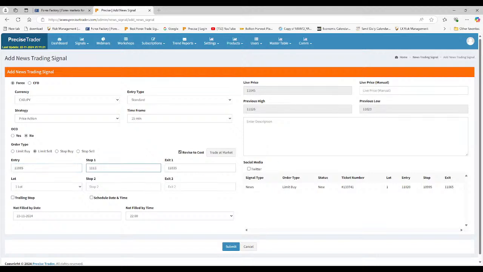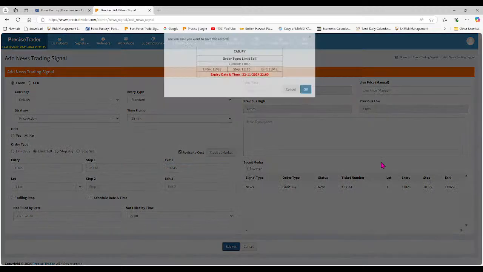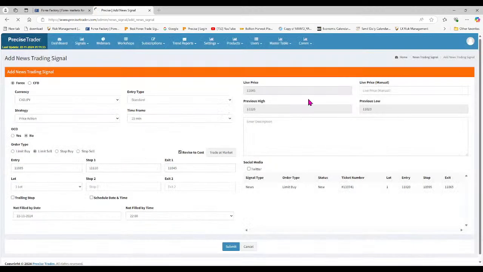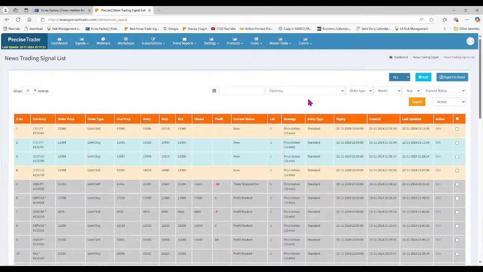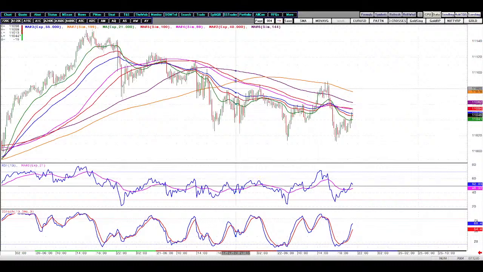At 11085, again, this one we will just put 25 pip stop and 11045. So this is only about 40 pips we are expecting. Do take note that, especially when we do news trading, so-called when you are trading during the data, our reaction time must be very fast. We have to be very fast in taking decisions.